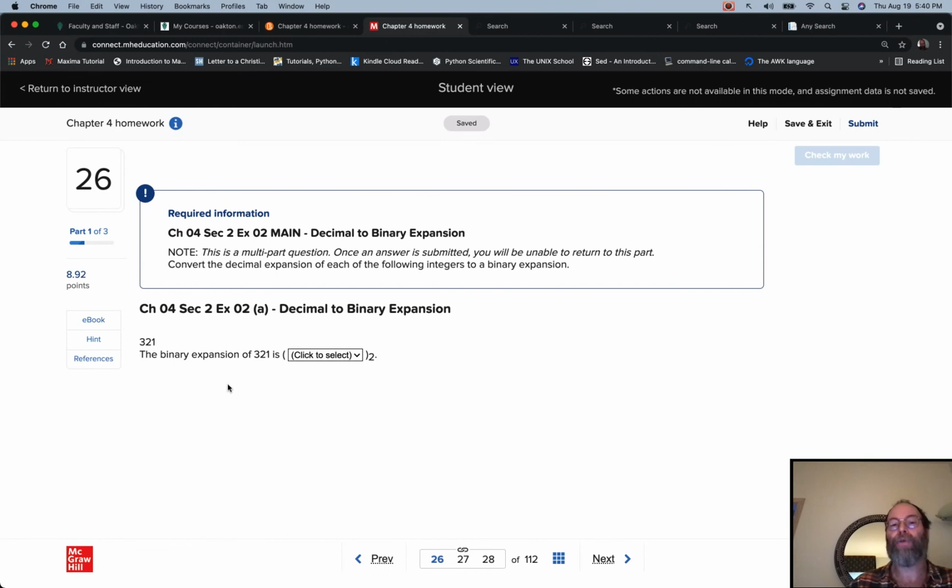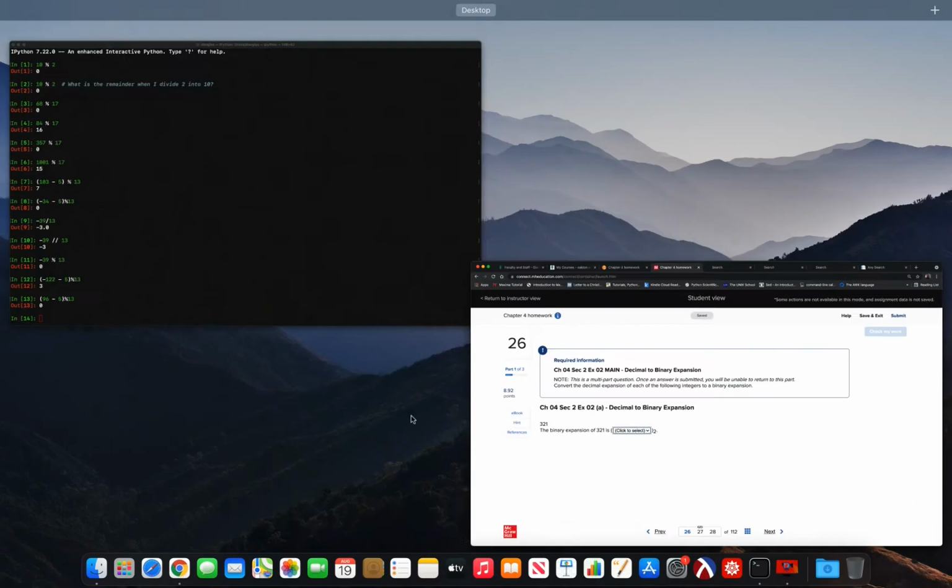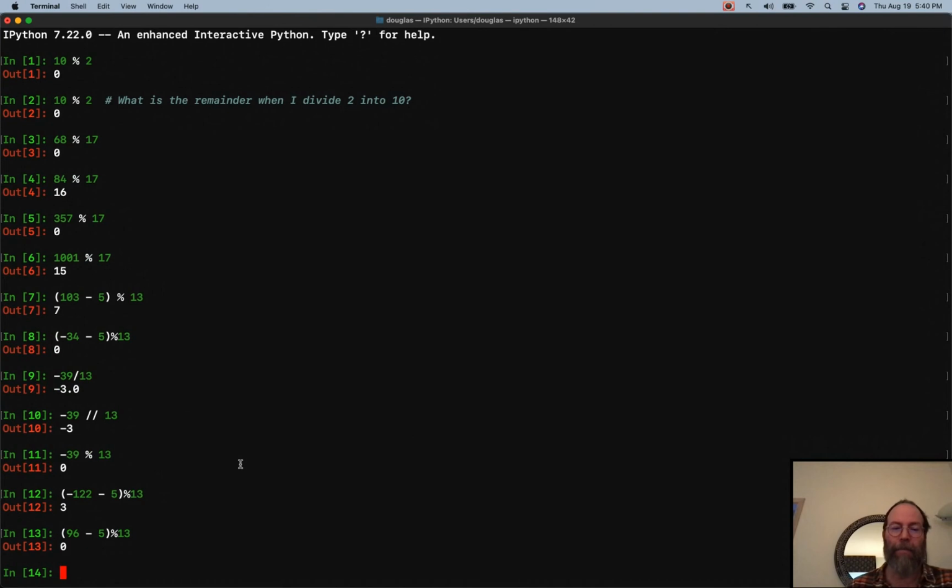Now you have to remember that base 2 means everything here is either being divided by 2 or modulo 2. Because look at the possible answers that you have here. It's a combination of ones and zeros. So the algorithm is actually pretty simple. The algorithm is very simple.